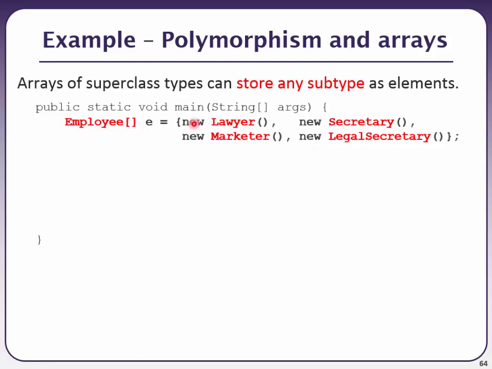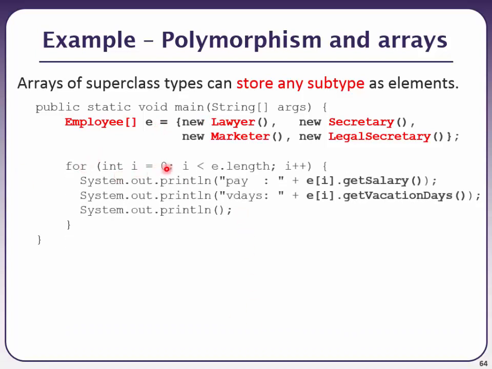Okay, so each statement, new lawyer parentheses, new secretary parentheses, and so on and so forth, new legal secretary parentheses, is going to return a reference to a newly created object that is going to be put into this array. And then what I'm going to do, very simple, I'm going to write a loop. This loop is going to iterate on all the elements of that array E, and it's going to display on the screen the pay, the salary for that object, and the number of vacation days, and that's it. Then go to the next line and keep on doing that for every object in that array.